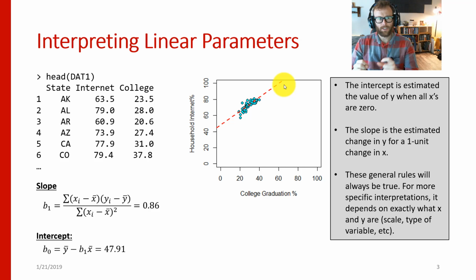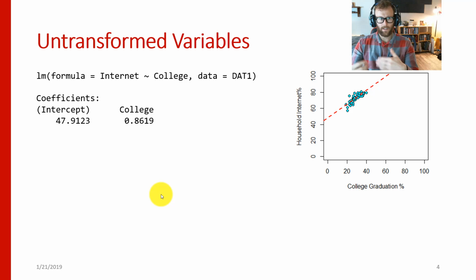But the exact interpretation depends a little bit on what your x variable really is and what your y variable really is. So we're going to walk through a few different transformations to show you how this is going to change what we calculate in terms of the values here, but it's also going to change how we interpret those values. So first, in the untransformed case, this is our linear modeling formula in R, and these are the coefficients we get back. We would get an intercept of 47.91 and a slope of 0.86. So at a college graduation percentage equal to 0, we would estimate 47.91% households with internet access. And for every additional point we increase, we'd estimate a 0.86 increase in households with internet access.